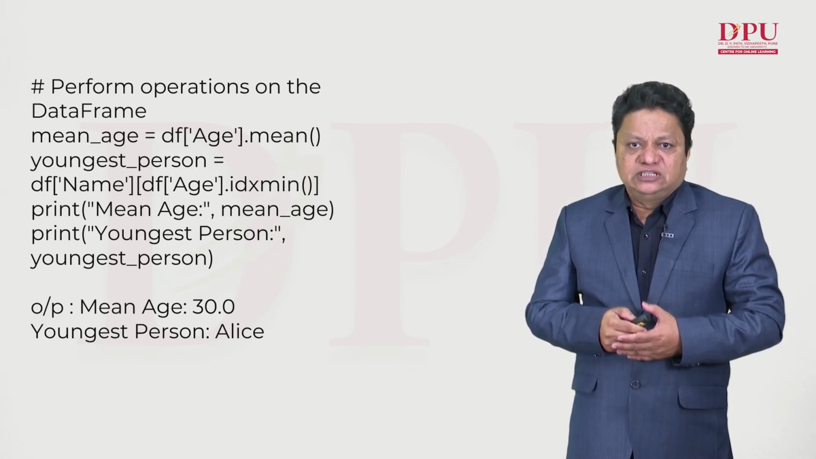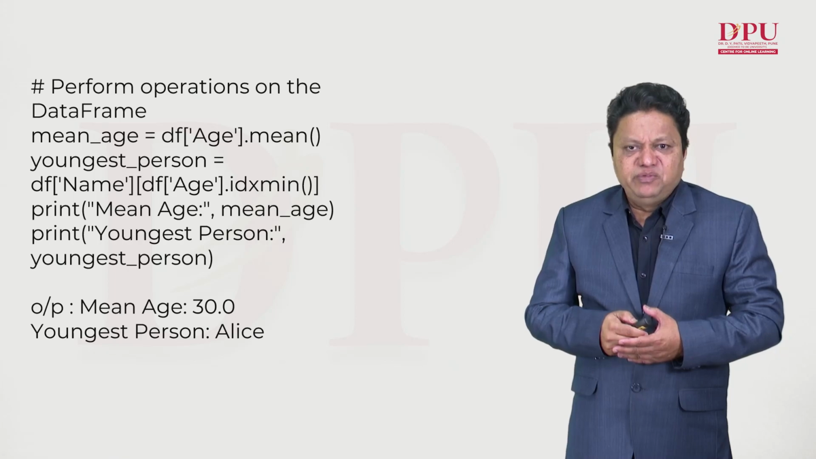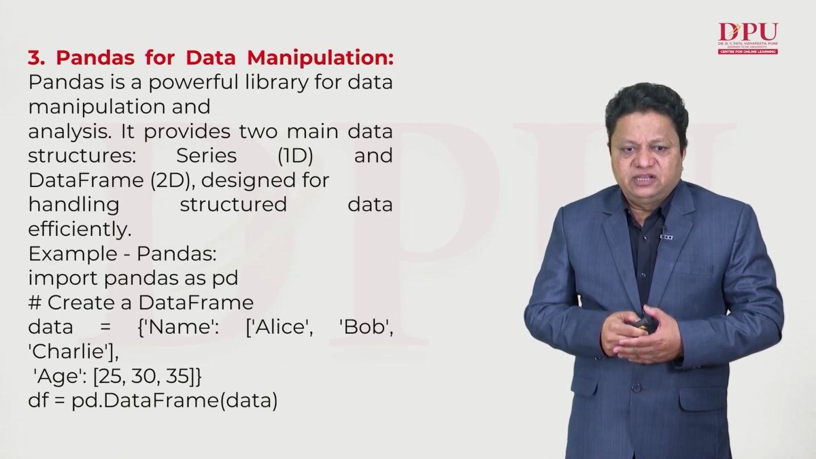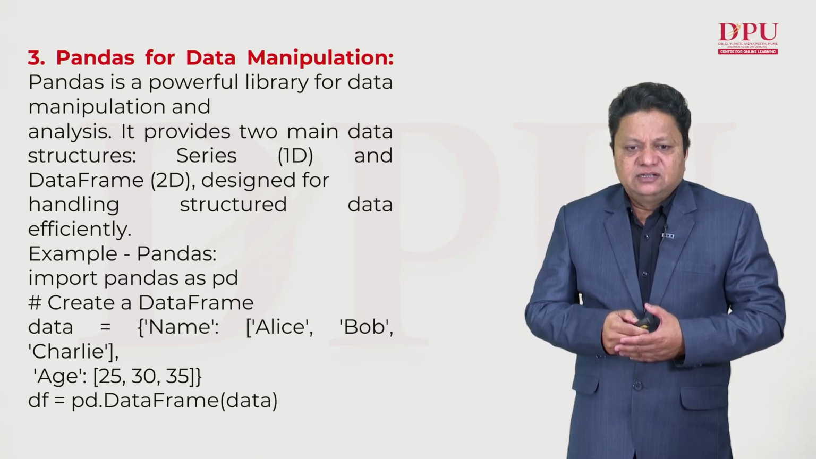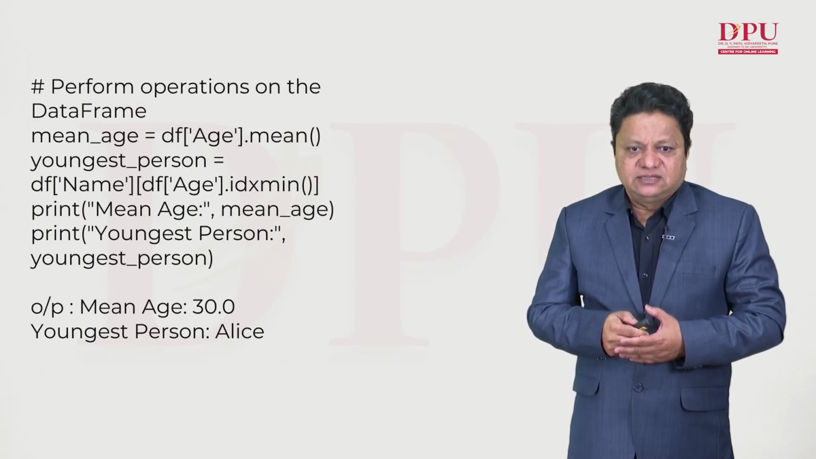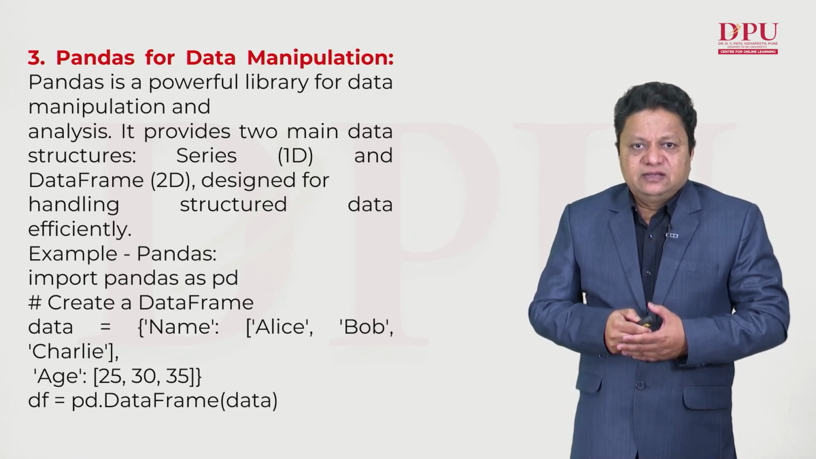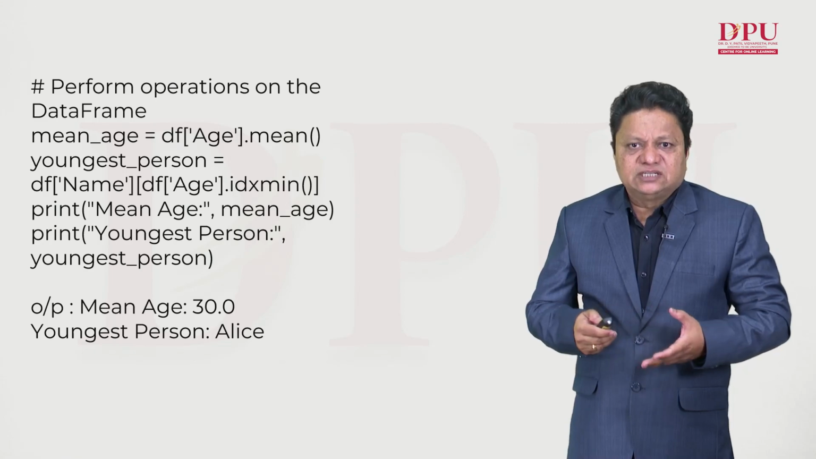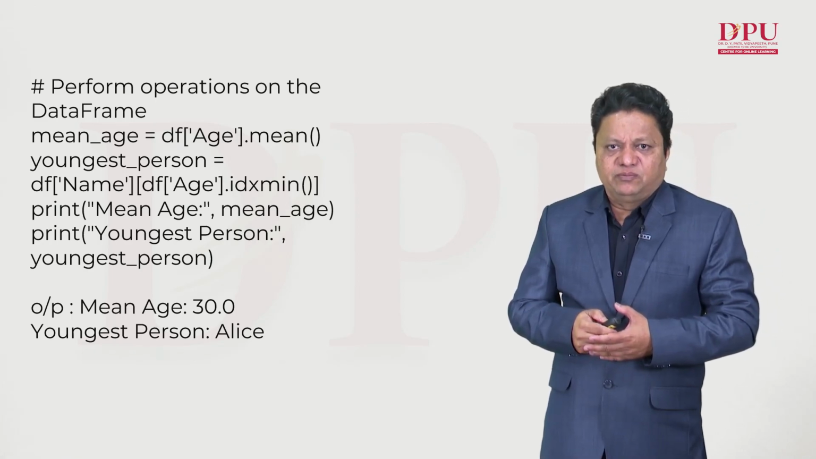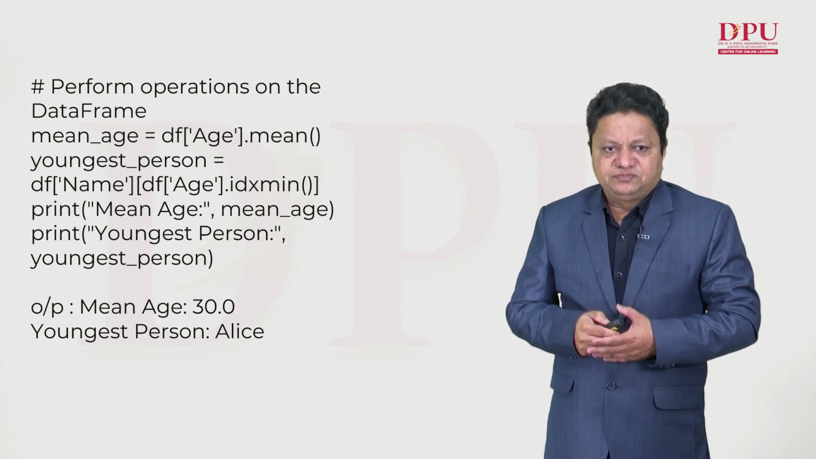So, when you execute this code, you will find the mean age is 30, as you can see here, average age is 30, and who is the youngest? The youngest is Alice. Alice's age is 25. So, Alice is the youngest one. So, these are some of the operations that I can perform on a data frame.